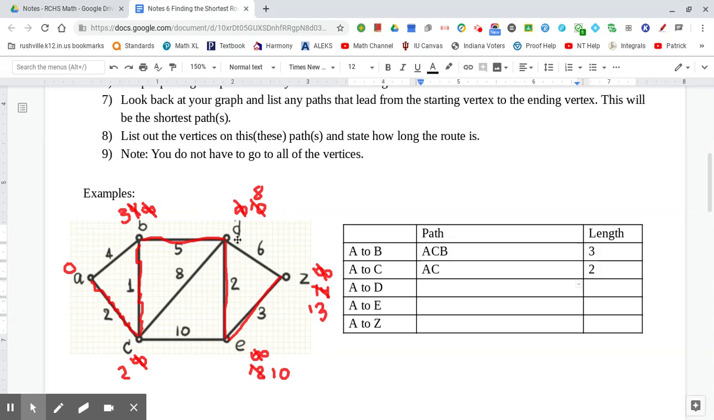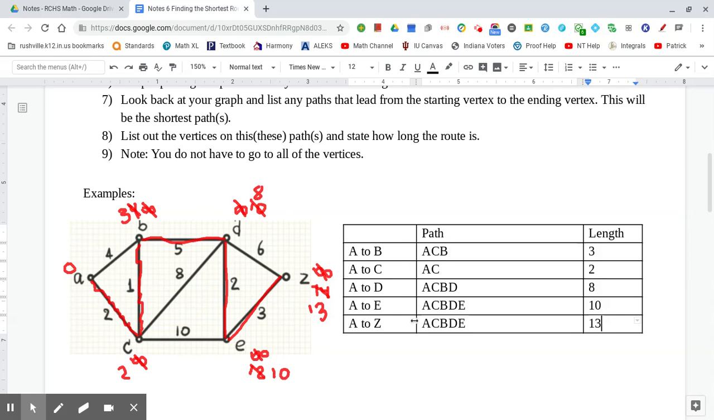To go from A to D, again, I'm just going to find the darkened edges that get me to D. So that was ACBD. And that total weight up here was 8. To go to E, so here's E, follow the darkened edge, and that was ACBDE, and its total weight was 10. And then the last possible path from A to Z is ACBDZ, and that total weight was 13. All right, so there we go. This is the entire problem, all that we can do with the shortest route.